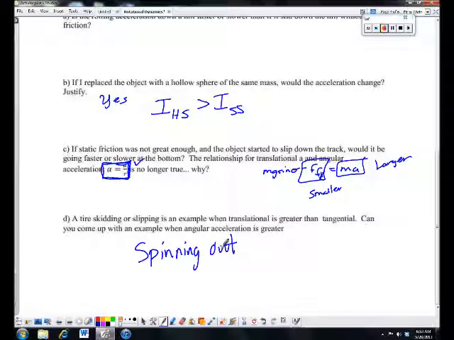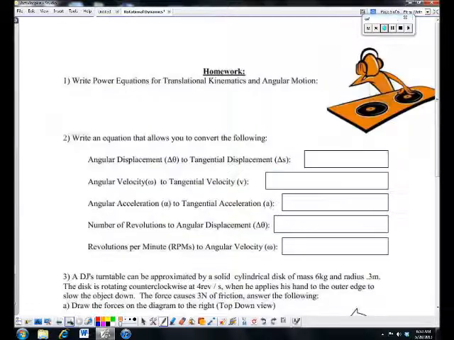So you ever seen someone that's in the mud and he starts spinning his tires and he's actually not going very far? That's an example of my angular acceleration. So this statement up here is still false, but most of the time you think of it the other way. You're slipping and sliding, so tangentially is faster than angularly. When you're spinning out, on the other hand, it's the exact opposite.